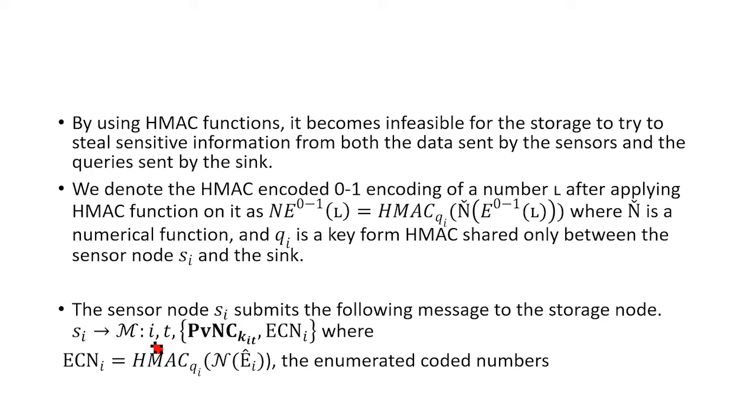So finally, this is what we send. This is what the sensor will send to the storage node. It will send the sensor ID, the time, and of course the PVC number, and then the enumerated coded numbers, which will be used to verify the range query.